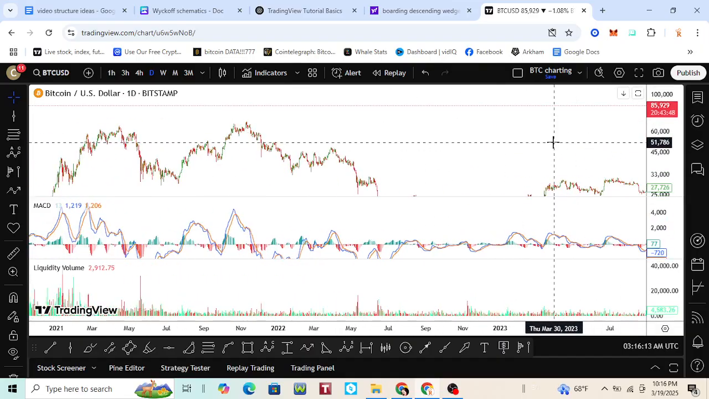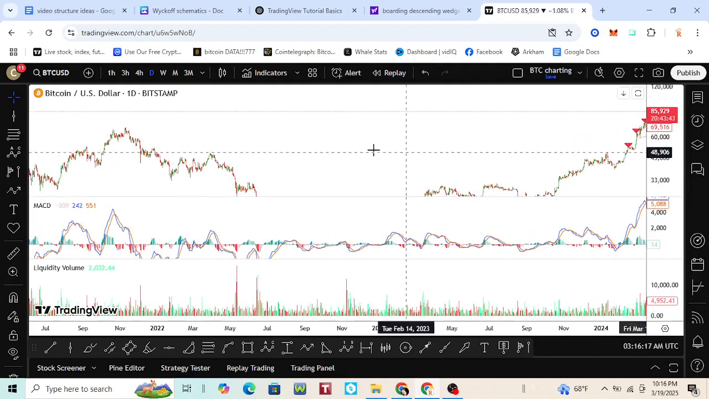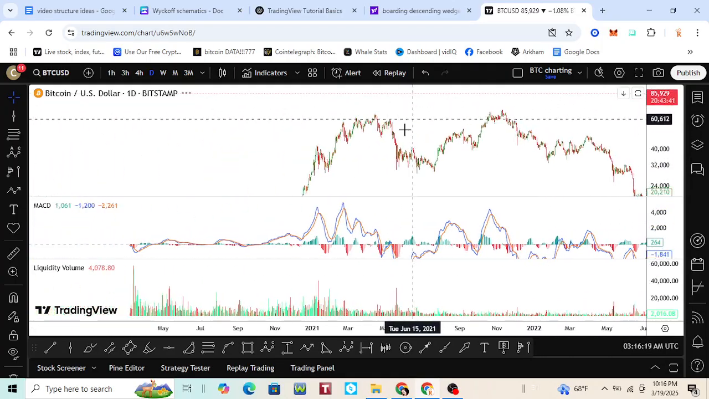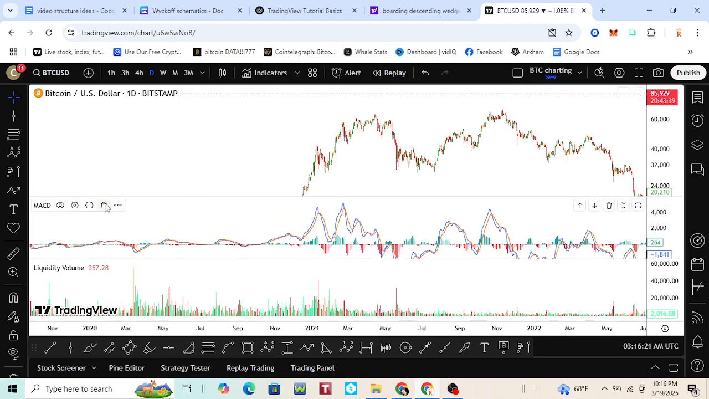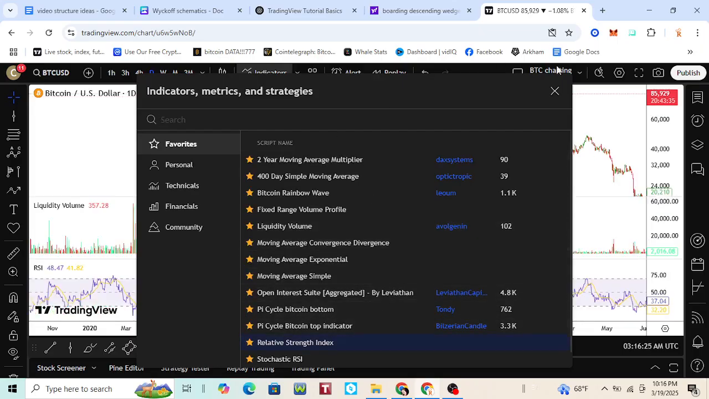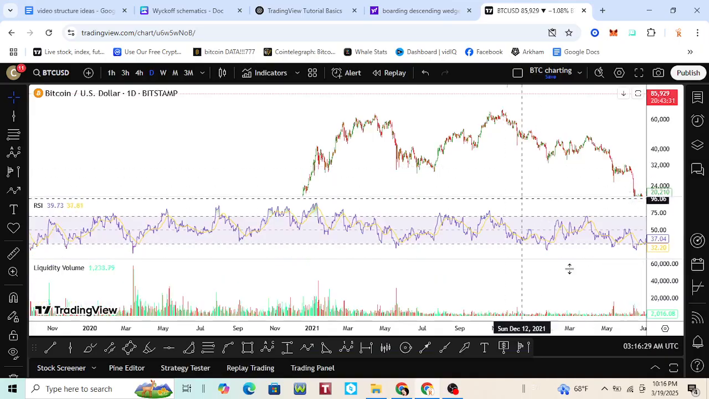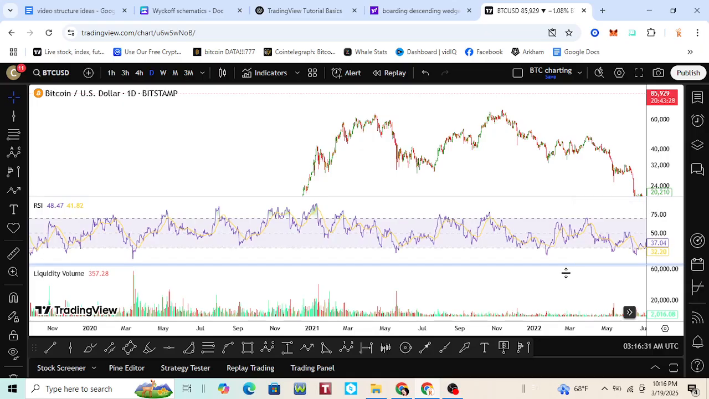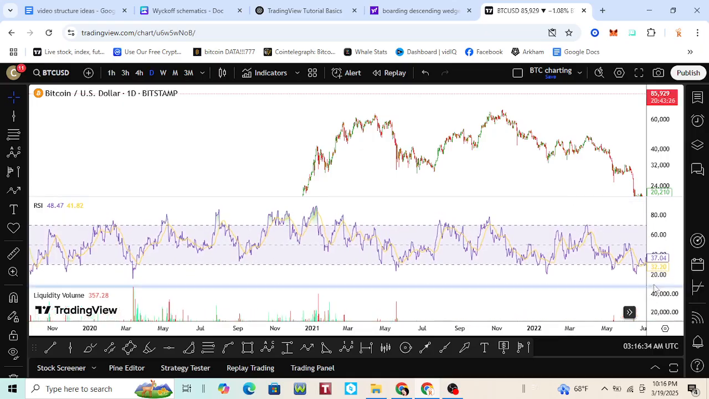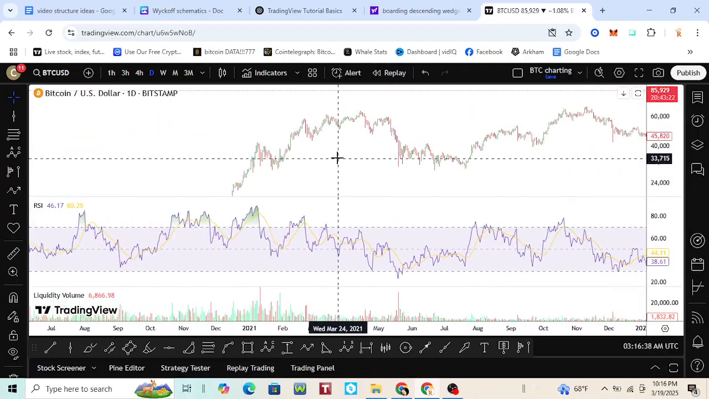Let's go back, because this is just a local top. It's not even the major top of Bitcoin. So we're going to come back over here and look at the major top of Bitcoin. And I'm going to put the RSI back up here. Move this down a little bit. We can kind of, bam, then we can zoom in.